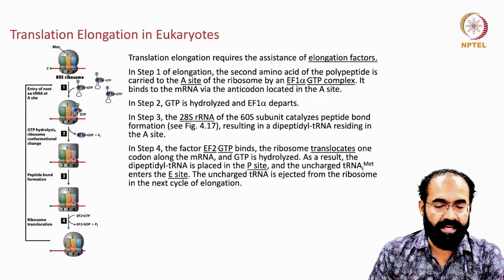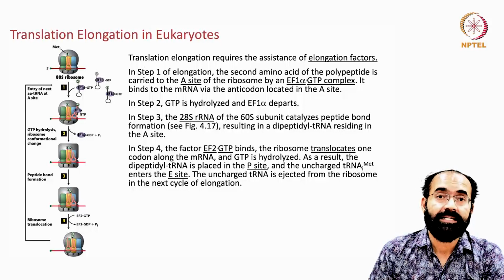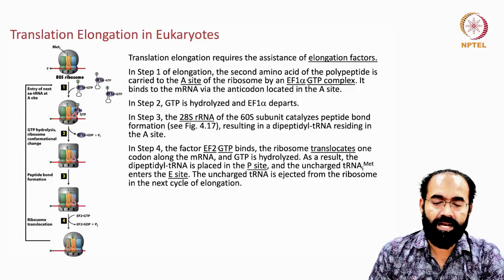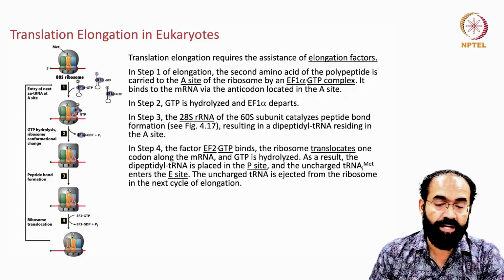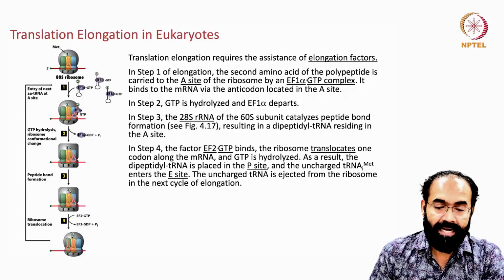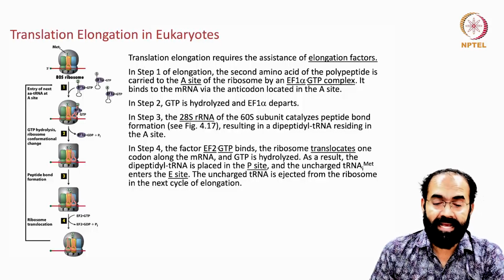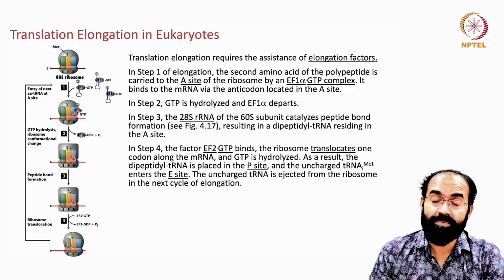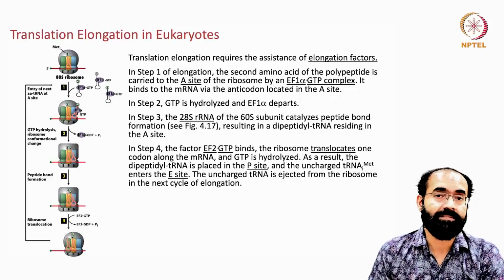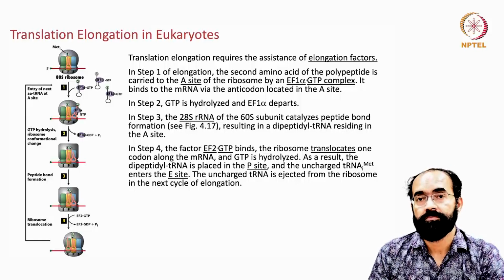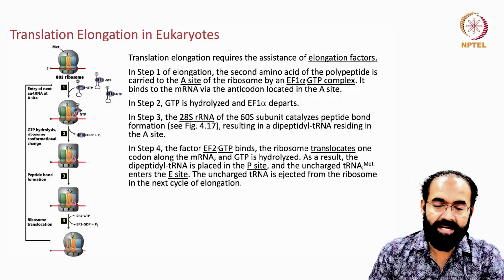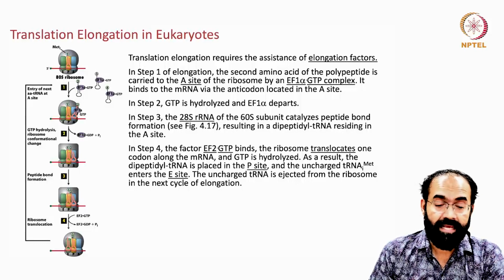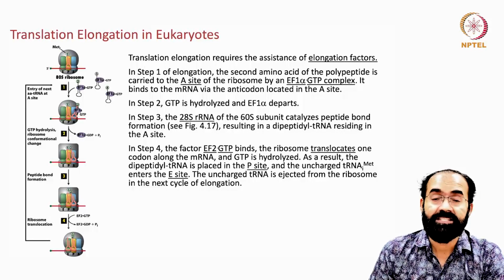It moves away. In step 3, the 28S ribosomal RNA of the 60S subunit catalyzes the peptide bond formation, the CONH bond formation, resulting in a dipeptidyl tRNA. I gave an example of methionine and alanine, the dipeptidyl tRNA residing at the A site.